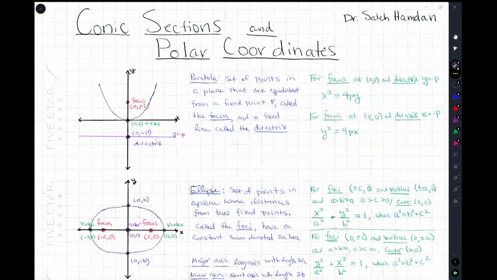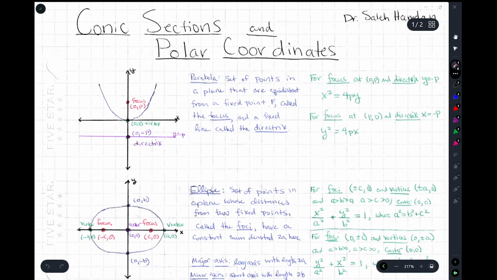Alright, so let's start with talking about the parabola. A parabola is the set of points in a plane that are equidistant from a fixed point F, called the focus, and a fixed line called the directrix. Here's the directrix, the fixed line, and here's the focus. Every point on this parabola is equidistant to the focus and the directrix. Here we have the vertex at 0, 0, which is basically the bottom point of the parabola where it starts switching directions.